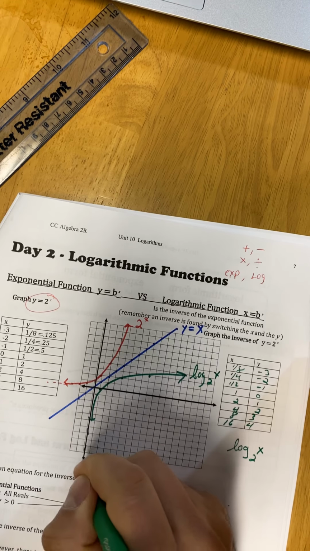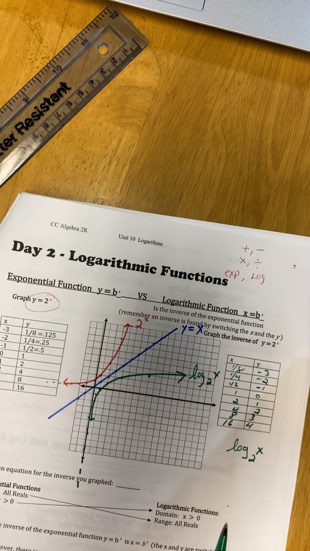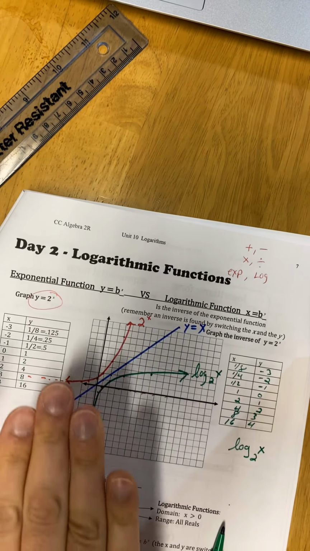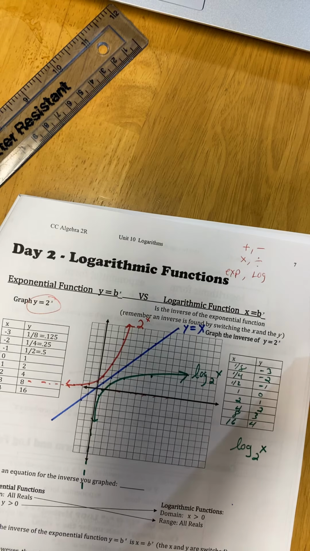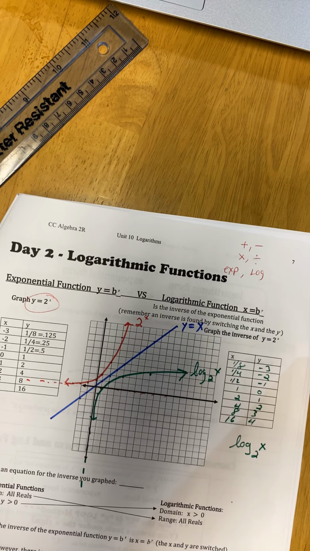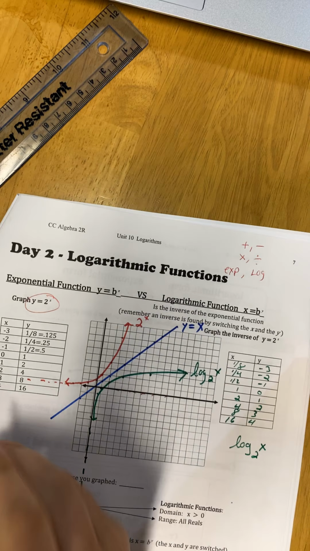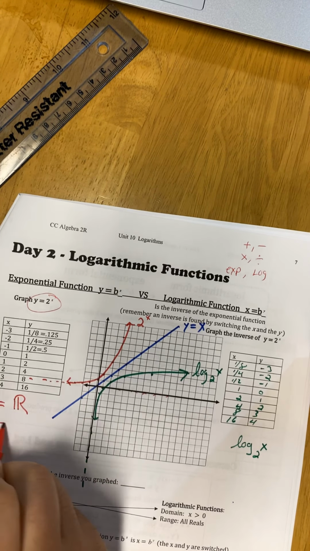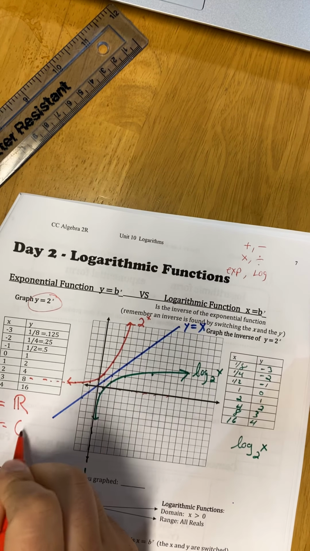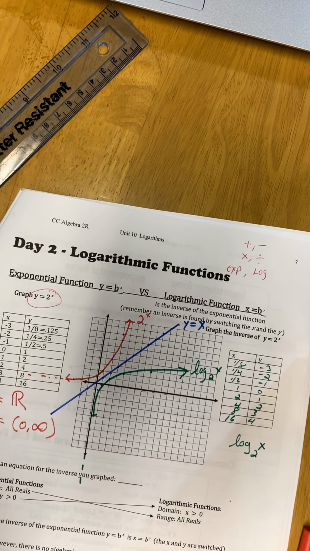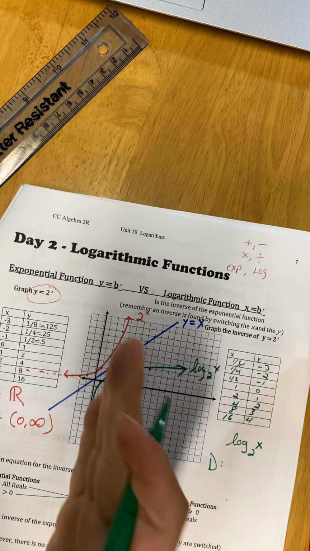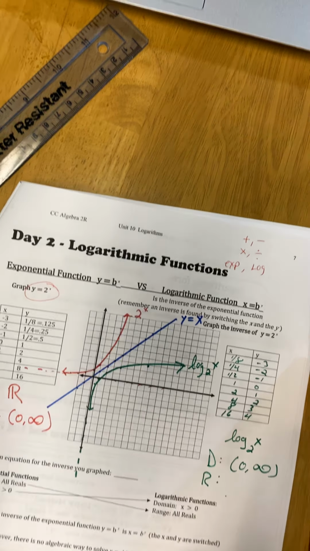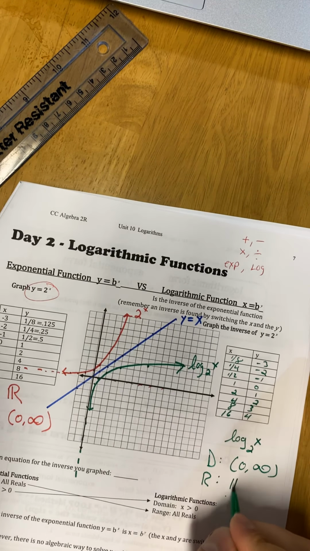But this is going to have an asymptote down here. Because if the x-axis was an asymptote for the exponential function, that means the y-axis is going to be an asymptote for the log function. So the domain here is all reals. The range is 0 to infinity. The domain for the green is 0 to infinity. The range for the green is all reals.